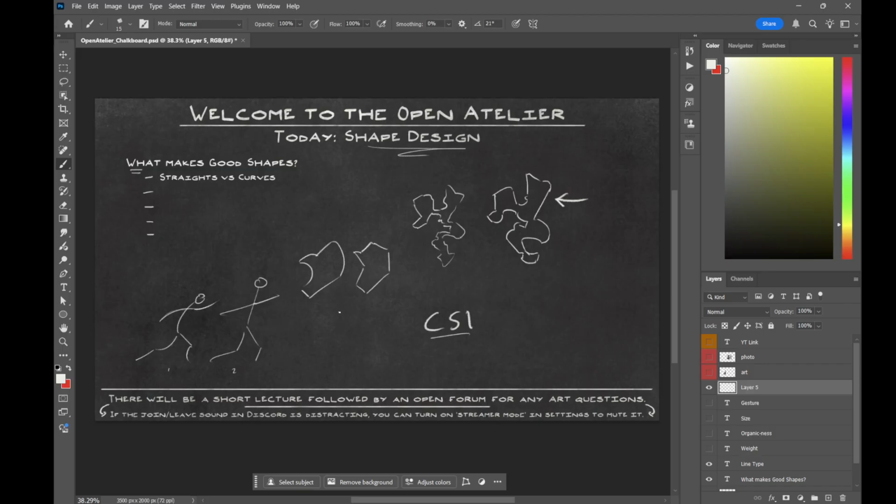And the same exact thing applies when we're looking at our shapes. By blending those C curves, S curves, and I curves, we get that same thing as with gesture. We get more dynamic shapes. We get shapes that feel like they have motion.